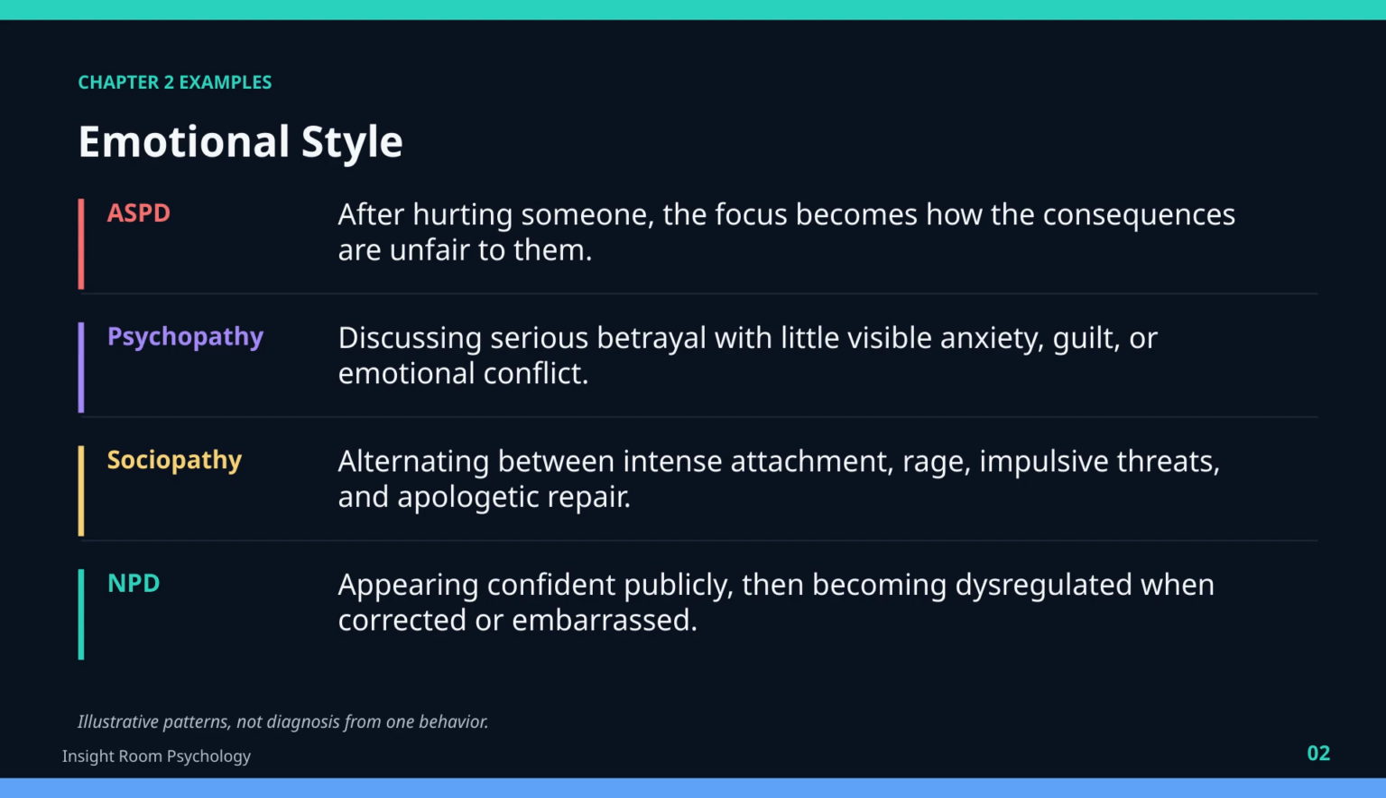For example, after hurting someone, the person may focus almost entirely on how the consequences are unfair to them. Instead of saying, "I hurt that person," they may say, "Now everyone is against me," or "They're trying to ruin my life." With psychopathy, the emotional style is often described as more shallow, cold, detached, low fear, or composed.